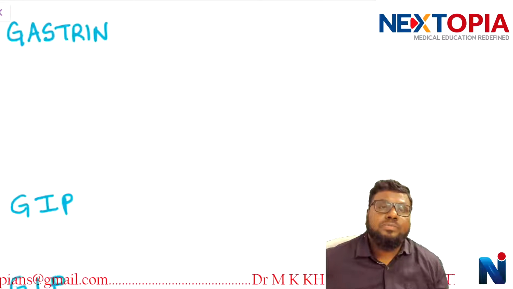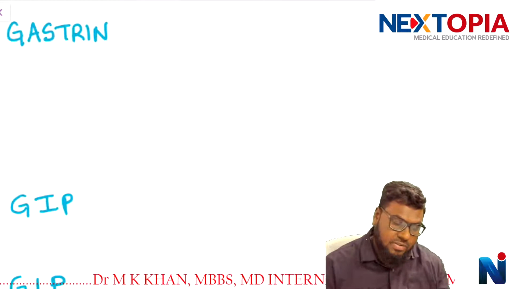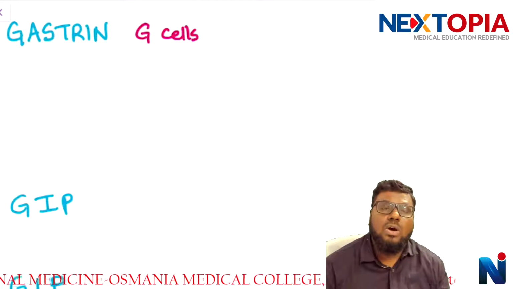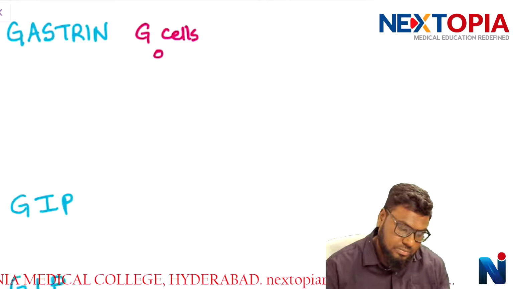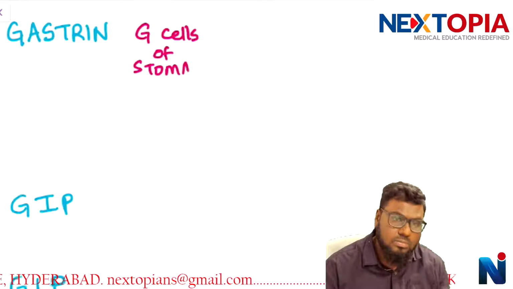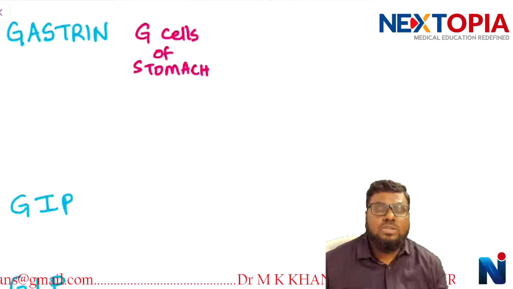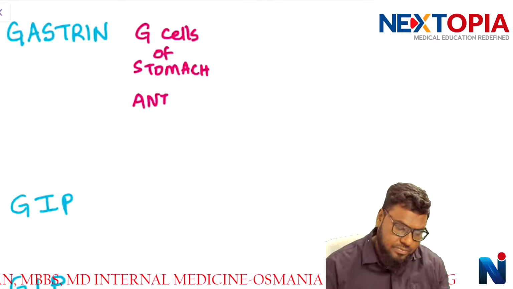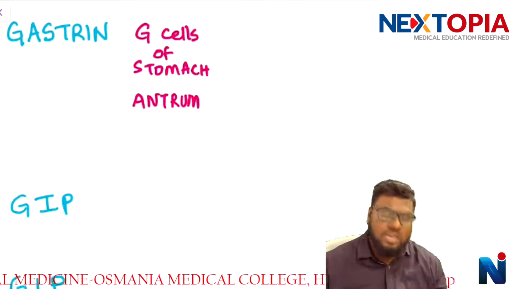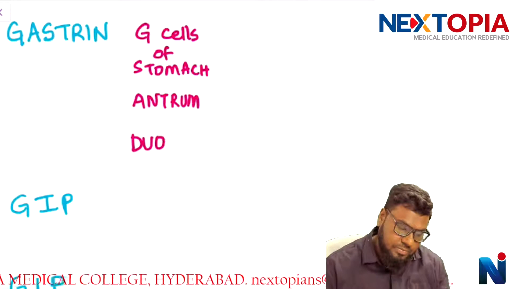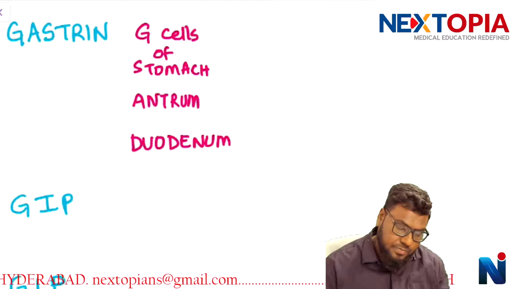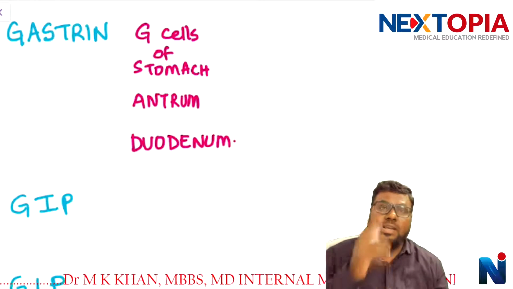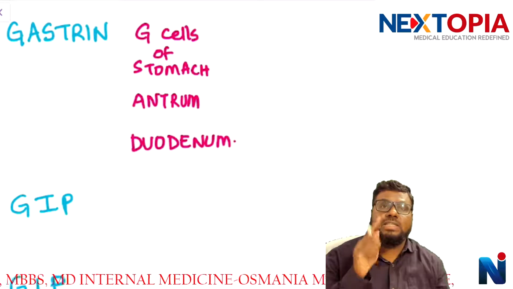Now this gastrin is secreted from the G cells of the stomach. Gastrin is also secreted by the antrum of the stomach. Gastrin is also secreted by the duodenum. Hence, gastrinoma is a gastrin producing tumor. It can present in and around these areas: the antrum of the stomach, the G cells of the stomach, and the duodenum.